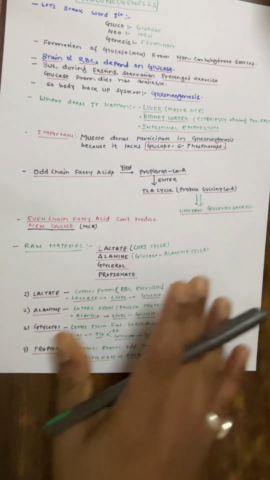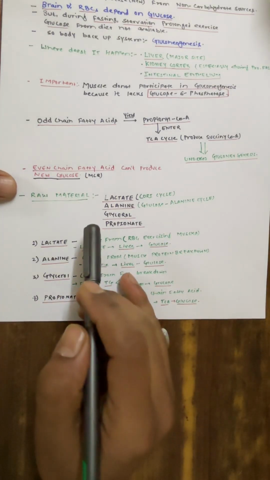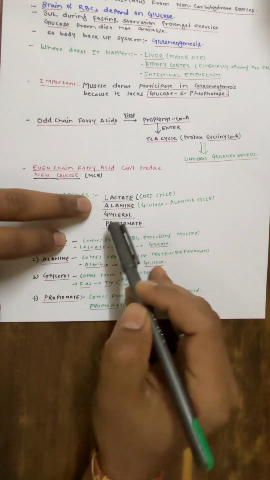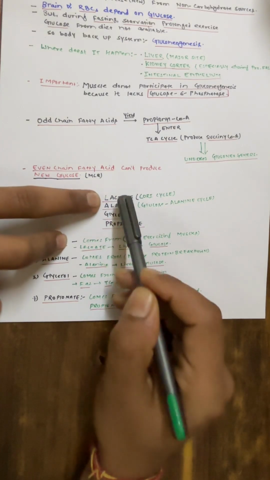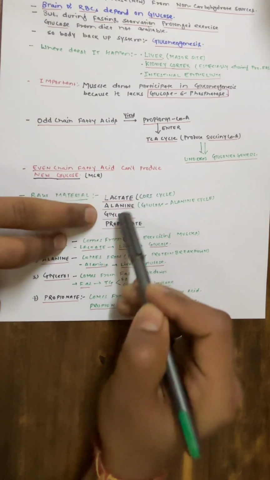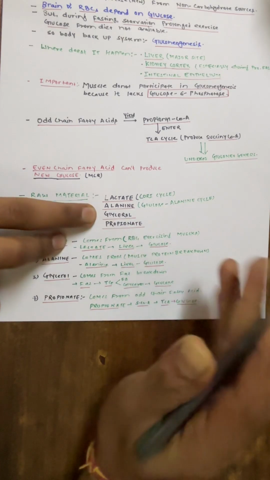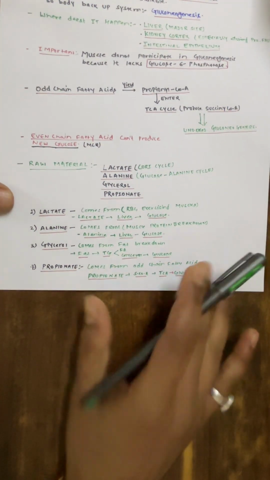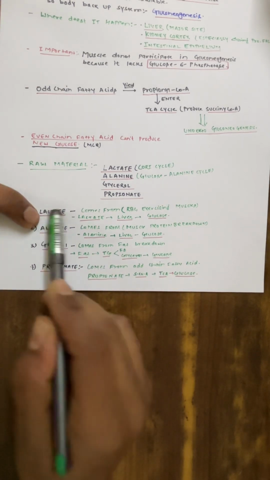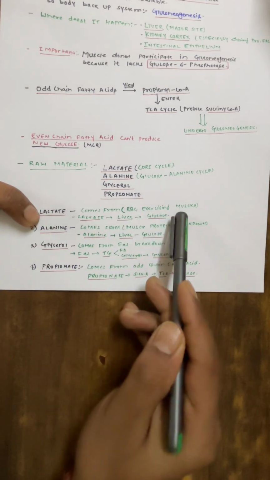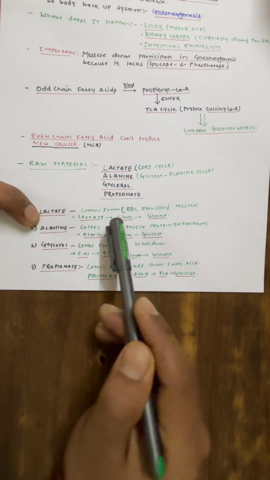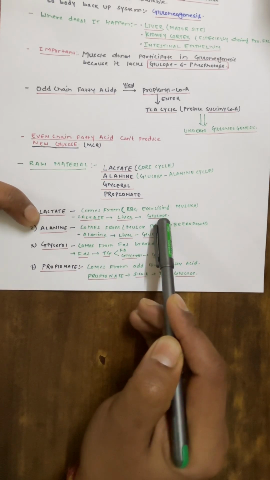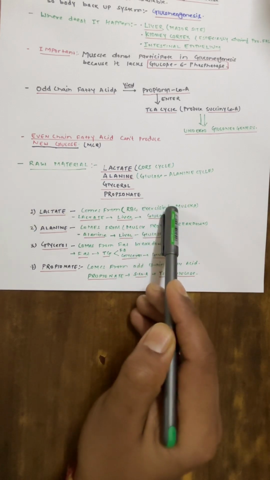Now we'll talk about the raw materials used in gluconeogenesis. Always remember LAG-P: lactate, alanine, glycerol and propionate. We'll talk about all these raw materials one by one. Lactate comes from RBCs or exercising muscles. This lactate then enters the liver, where it produces glucose. This is also called the Cori cycle.